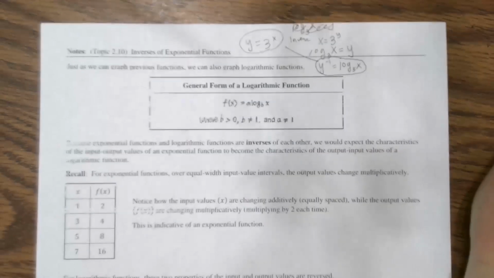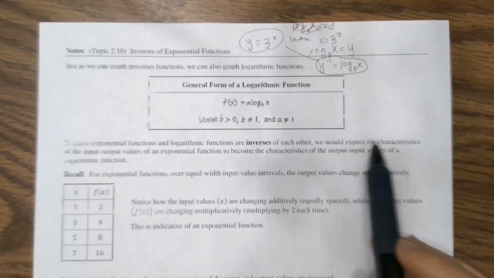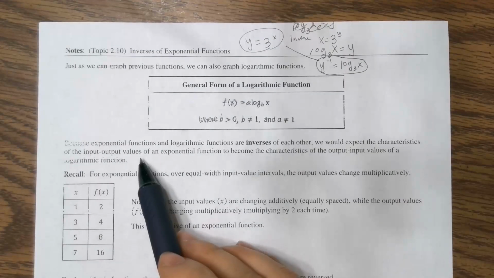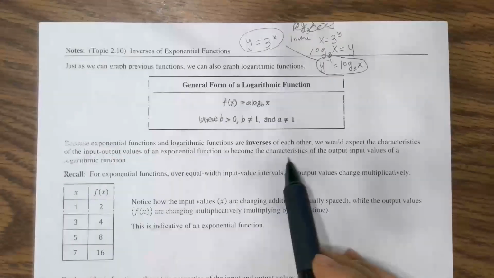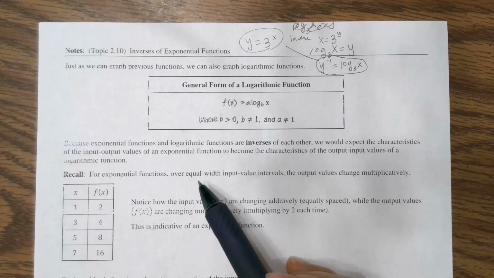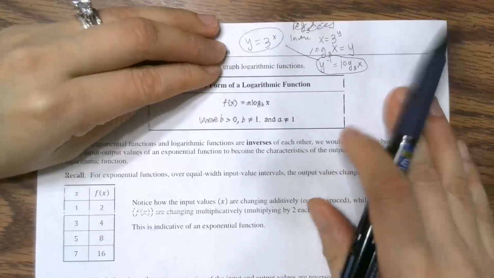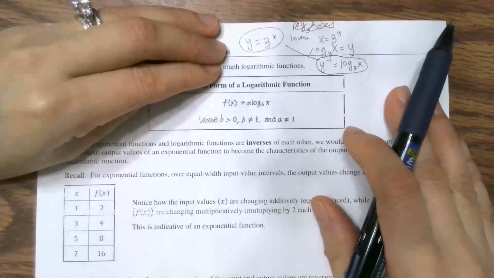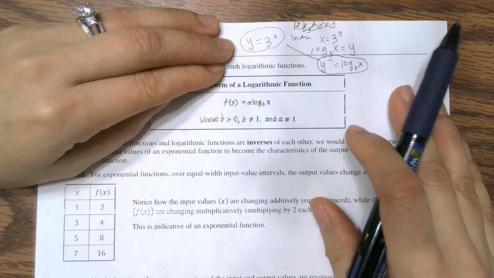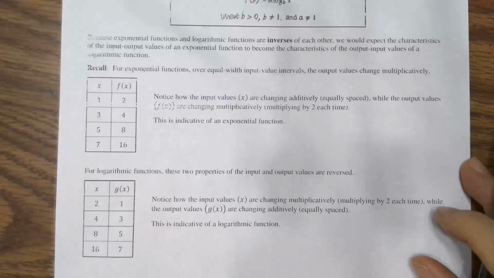If they are inverses, then we expect the characteristics of the input-output values of an exponential function to become the characteristics of the output-input values of the logarithm function. That was one of the things we learned: all of the inputs of the exponential become outputs of the log, and the outputs of the exponential become the inputs of the log. They just switch everything.